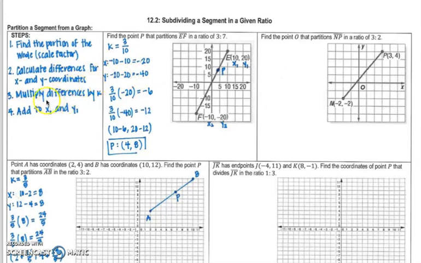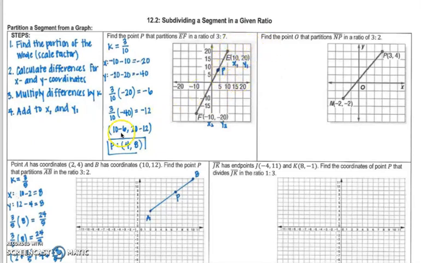Then we multiply each of our differences by the K value. The K value we found is 3 over 10. The difference for our X's was negative 20, so 3 over 10 times negative 20 gives me negative 6. And 3 over 10 times negative 40, the difference of our Y values, gives me negative 12. You are then going to add the values you just got, the negative 6 and the negative 12, to X sub 1 and Y sub 1. Make sure you add it to the point that we're starting with.